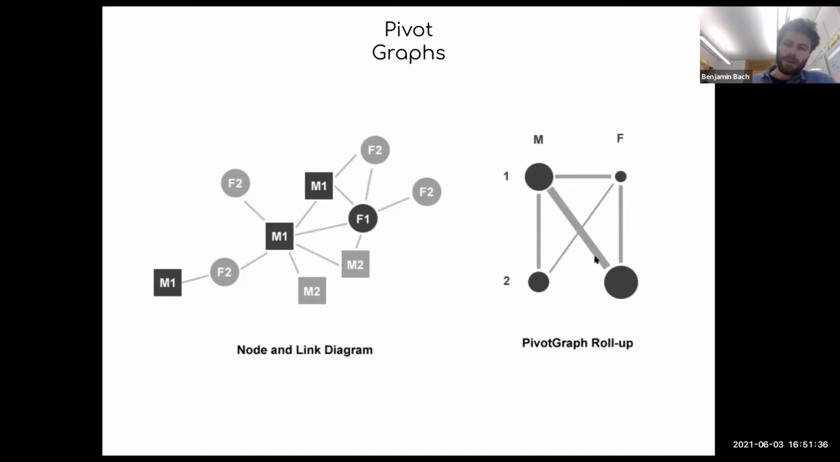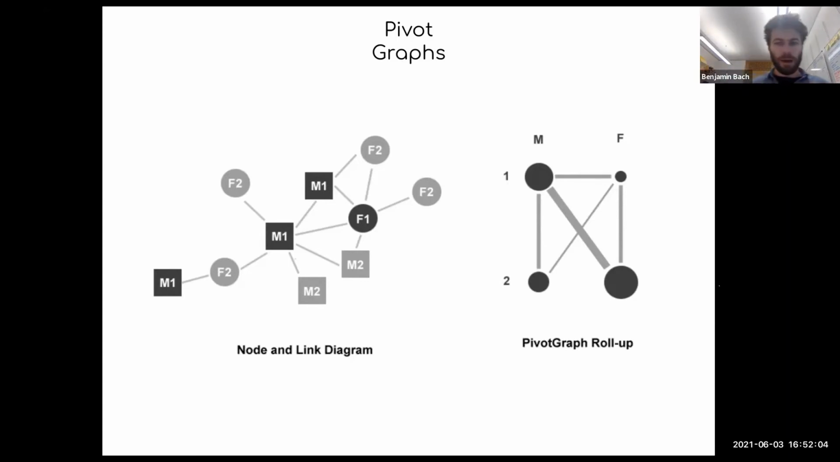And then the links show the overall relations, the number of relations between this set of nodes and this set of nodes. Okay, so here, to come back to my questions: are the males from family 1 more connected to the females of family 1 or the females of family 2?